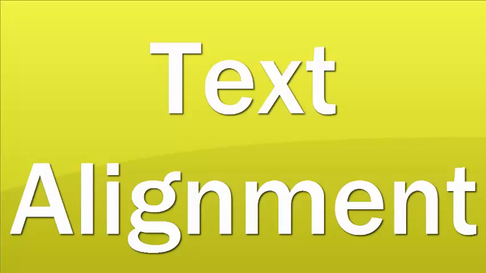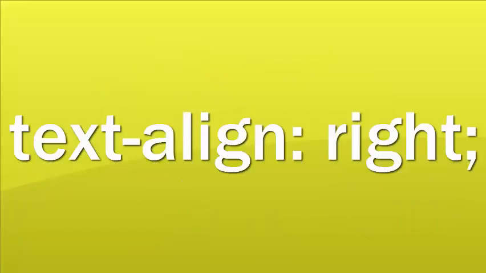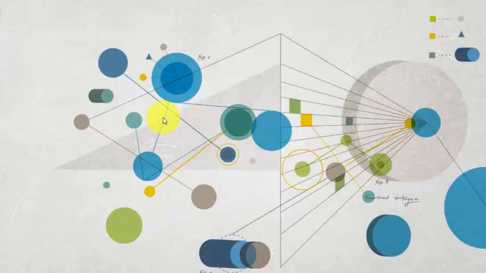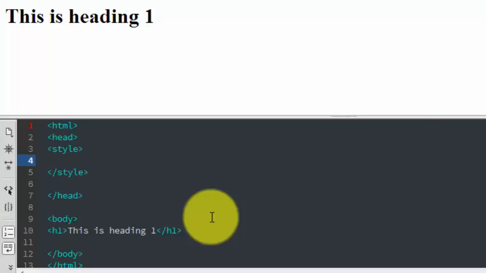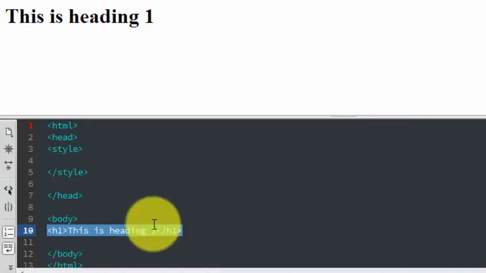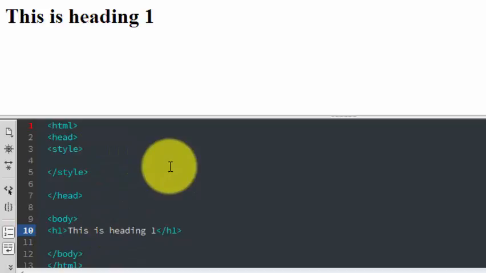We will move on next to text alignment. Okay guys, in text alignment, there is text align center, text align right, and text align justify, and we are going to discuss each one of them. So first is text align center. As you can see in front of your screen, there's the heading 1, and we will be discussing text align center. So I'm going to show you what this text align center is.